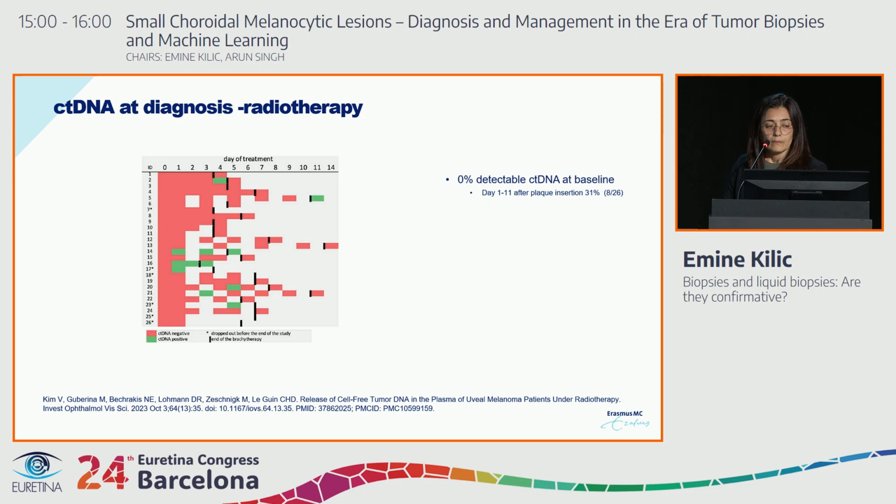And then we have the German group published on ctDNA. They also did not see anything at baseline, but they did see an increase in ctDNA after plaque insertion, and they also had it between day 1 and 11, and they also had like 30%. So at baseline, only 1/3 of the patients will have detectable ctDNA. So it says something, but is it usable in the clinic?